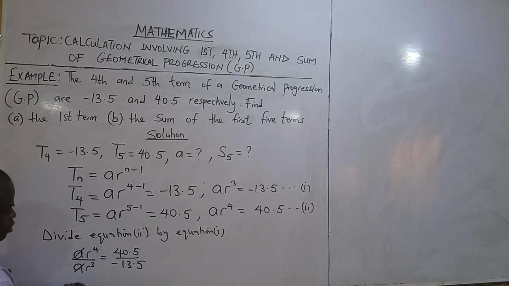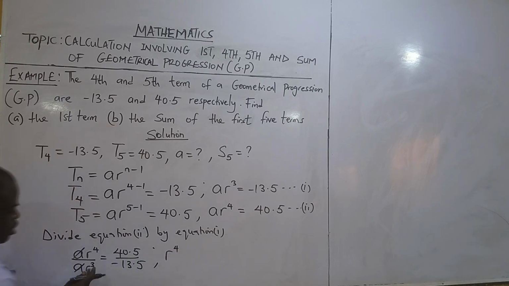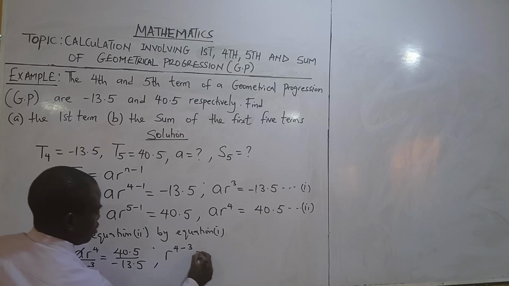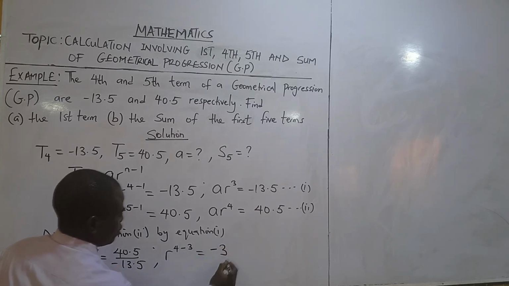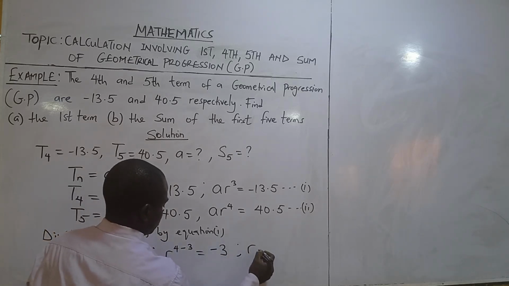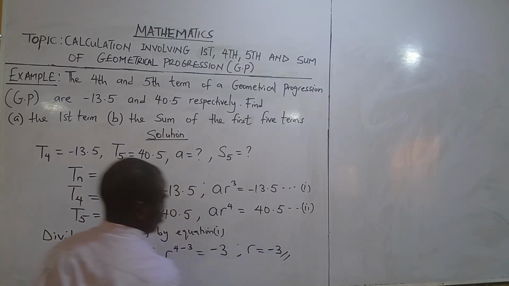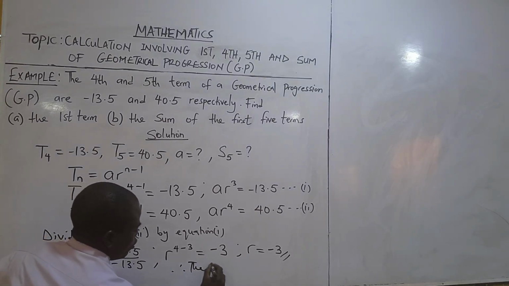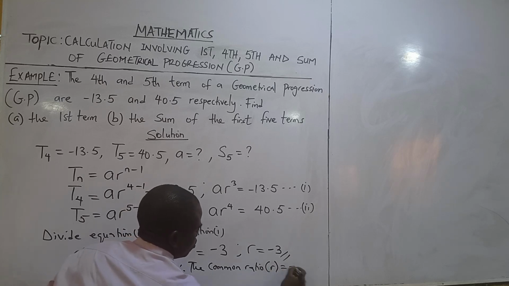A cancels A. Here we are having r raised to power 4 divided by r cubed. The division of 40.5 by minus 13.5 is minus 3. Now 4 minus 3 is 1, which is r raised to power 1, which is r, equal to minus 3. Therefore, the common ratio r equals minus 3.